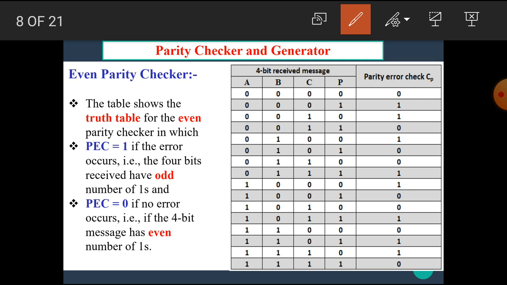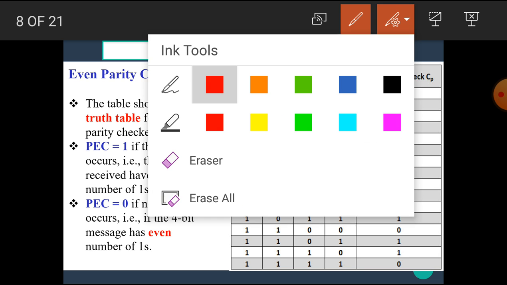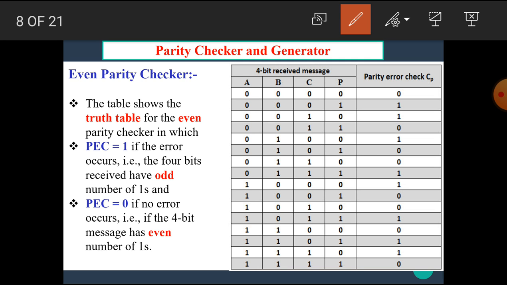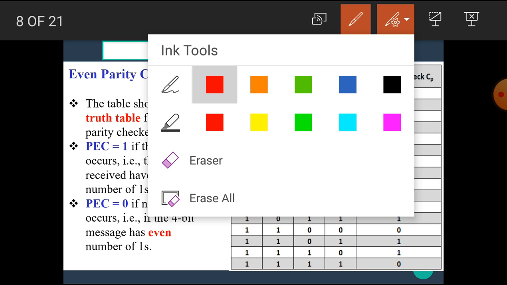In short, we can say that for the even parity checker, if the received data has an even number of ones, then we have to place 0, and if the received data has an odd number of ones, then we have to place 1 here. Okay, let's consider the situations here. In the first situation, A, B, C and P are 4 zeros, that means 0 ones. 0 is an even number, hence we have to place 0 into it.